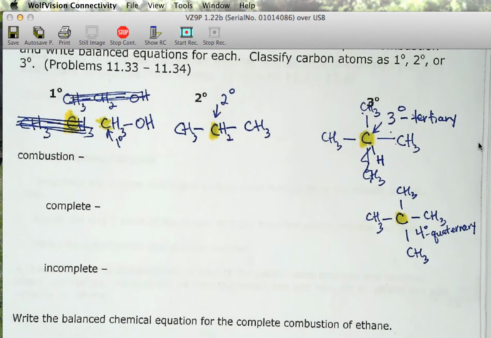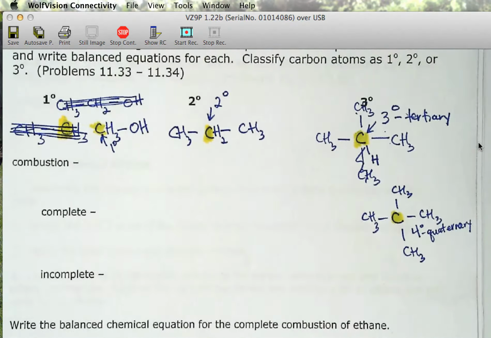So there might be a question where we ask you whether it's a primary, secondary, or tertiary carbon. And this really helps you with reactions later on. So on Wednesday night, we will probably get more into reactions where recognizing whether they're primary, secondary, or tertiary is extremely helpful.